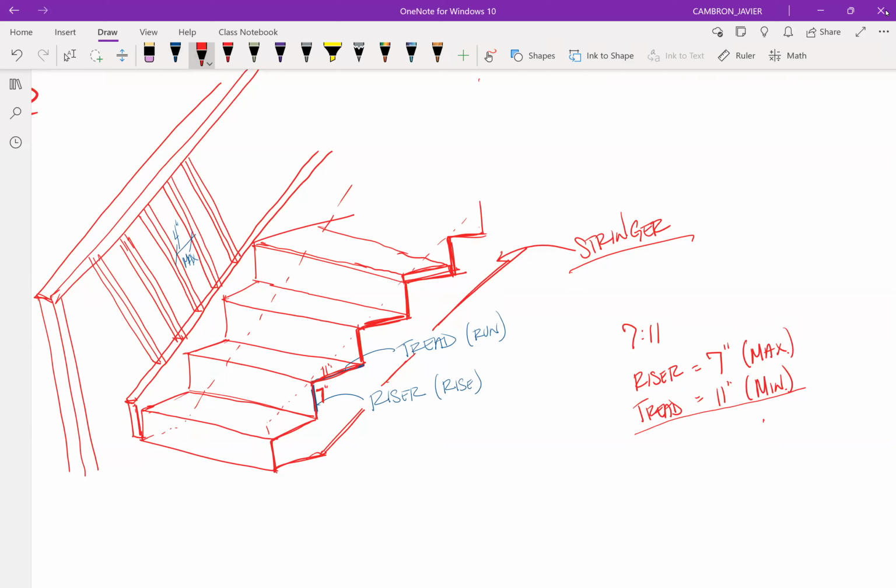So these balusters can be attached to the stringer the way I drew them right now, or they could also be attached to the tread, which should look something like that. Now we've seen both of them. I'm sure you've seen both types.